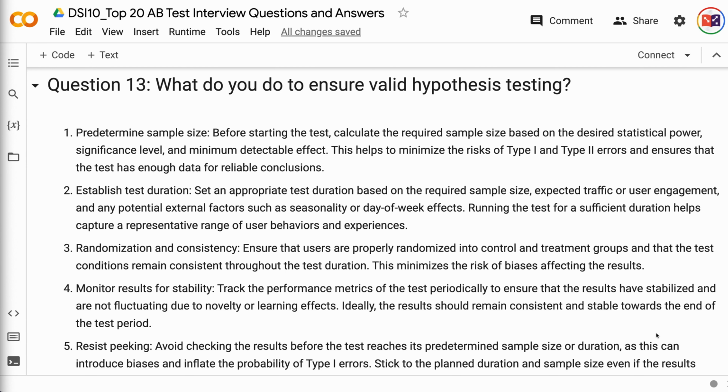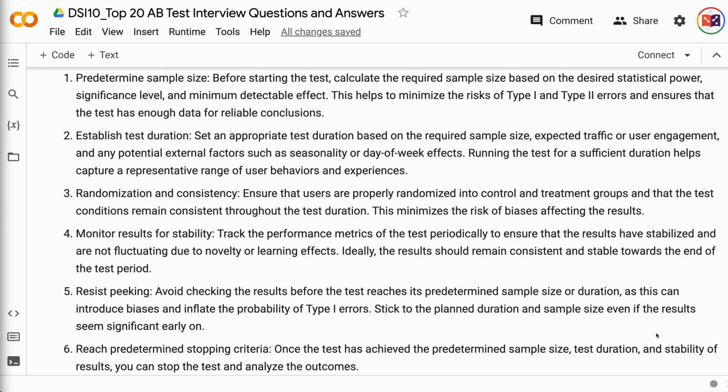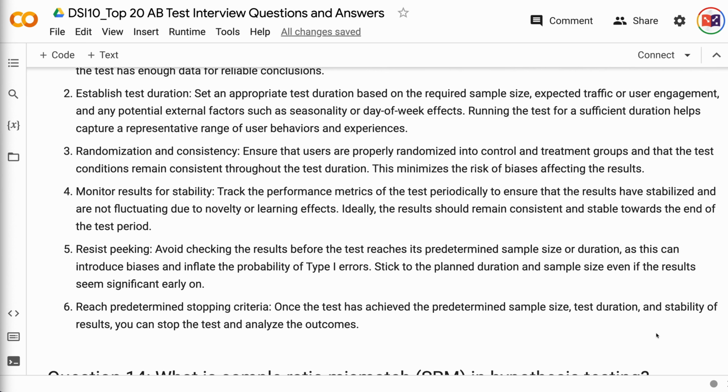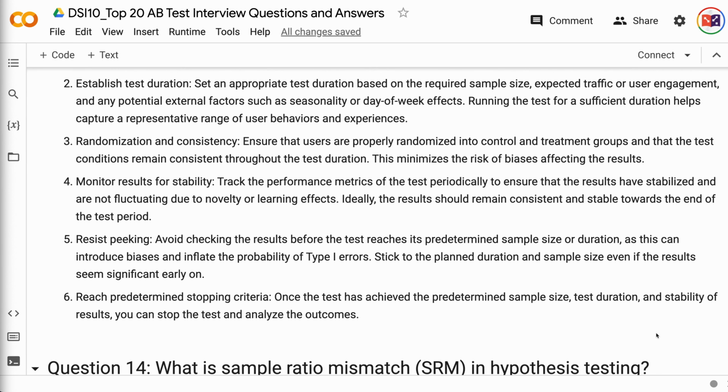3. Randomization and consistency. Ensure that users are properly randomized into control and treatment groups, and that the test conditions remain consistent throughout the test duration. This minimizes the risk of biases affecting the results. 4. Monitor results for stability. Track the performance metrics of the test periodically to ensure that the results have stabilized and are not fluctuating due to novelty or learning effects. Ideally, the results should remain consistent and stable towards the end of the test period.